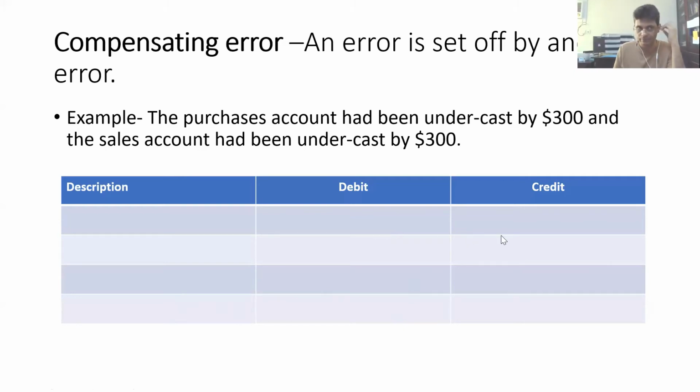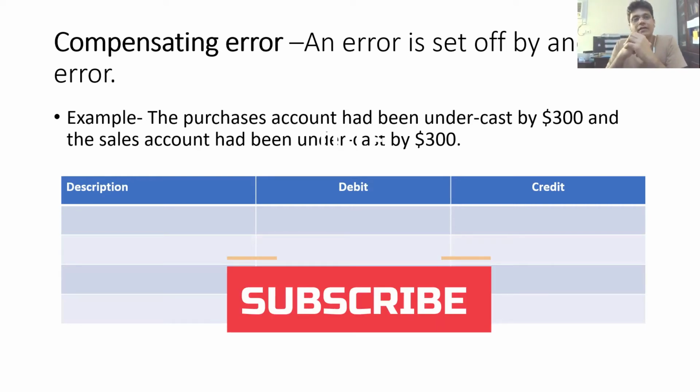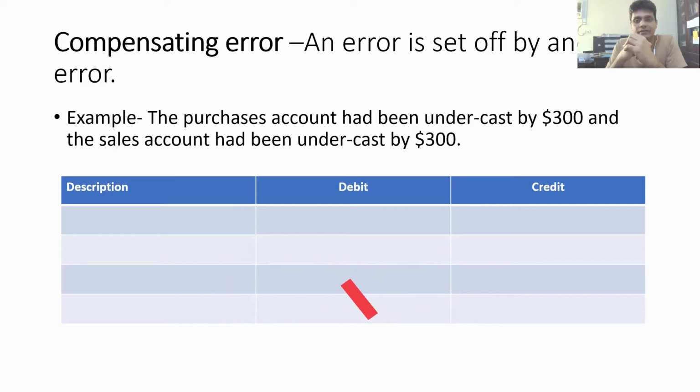Compensating error. Okay, so what does it mean? An error is set off by another error. Okay, so what is the error? The purchaser's account had been undercast by 300 and the sales account had been undercast by $300.